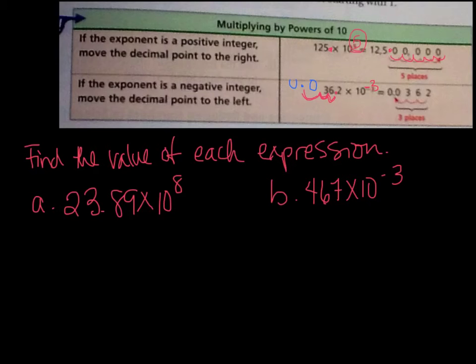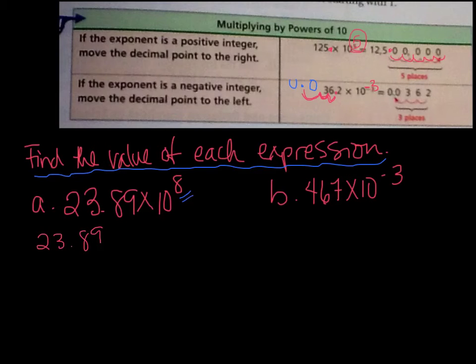Find the value of each expression. Let's try a couple of practice problems now. So we have 23.89, 23 and 89 hundredths times 10 to the 8th. If we look at this, we need to rewrite this as 23.89, and I'm rewriting it without that 10 to the 8th, so that way I can actually add in my place values that I'm doing.